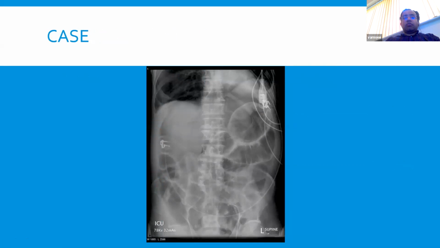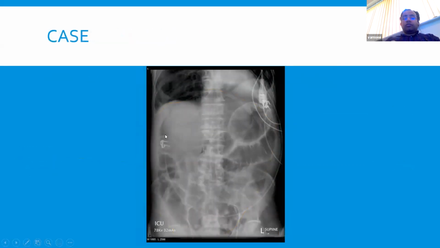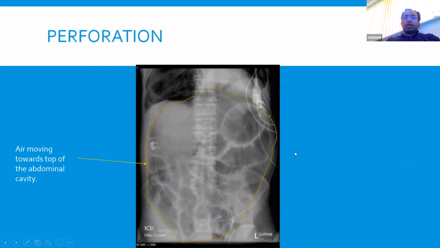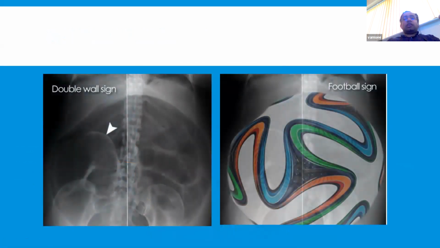As mentioned, this is what's known as the football sign. So you've got air accumulating at the top of the abdominal cavity with small bowel obstruction, and you can also see clearly the double wall sign. These are probably things you'd have to go back and look at, but it's all on the slides, and I've highlighted that as well. If you use your imagination, it looks a bit like a football. That's why it's called what it is.